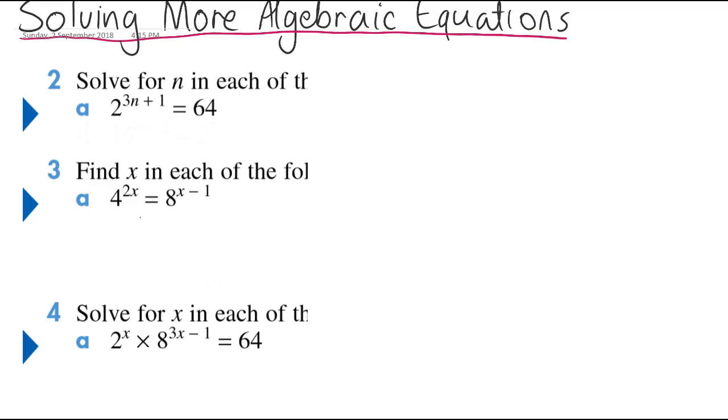Hi guys and girls, today we're solving more algebraic equations, and this is just a video to help you expand your toolkit in the sort of algebraic equations that you feel comfortable in solving.